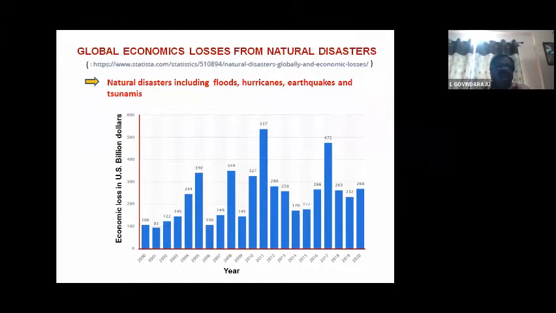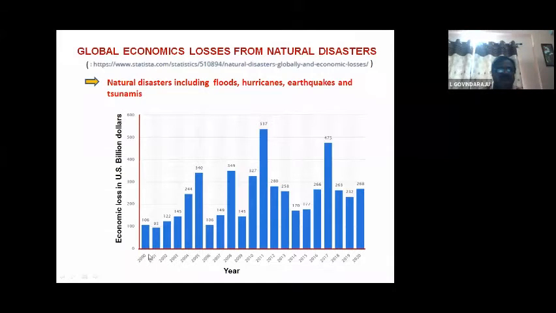So this is the global economic losses from natural disasters. Let's have a look at this graph now. The natural disasters may be due to floods, hurricanes, earthquakes, and after effects of earthquakes or tsunamis, and fire hazards, all those things. All of these are included in the global economic statistics, so you can observe here right from 2000. I have data from 2000 to 2020 here. This is the economic loss in US billion dollars.